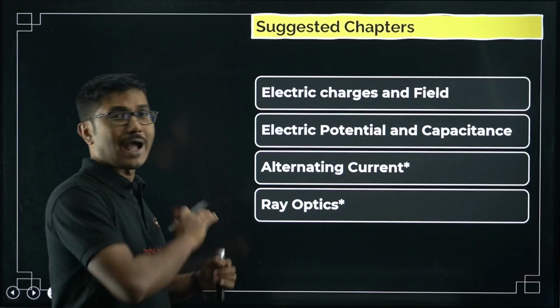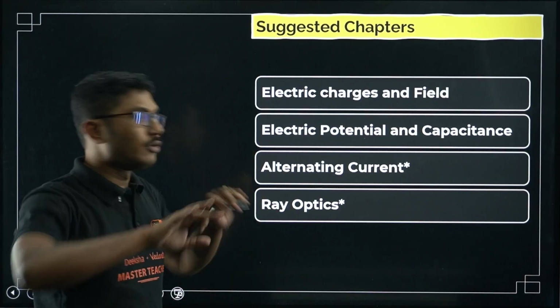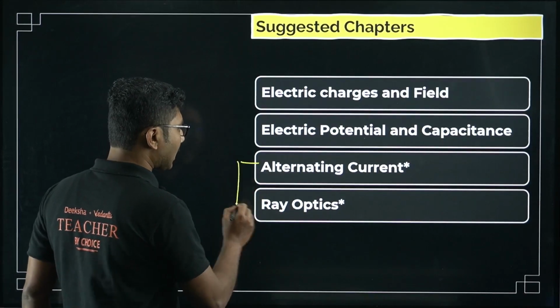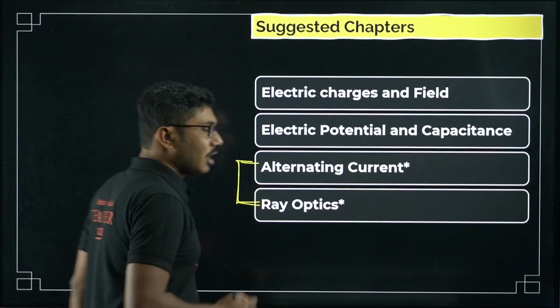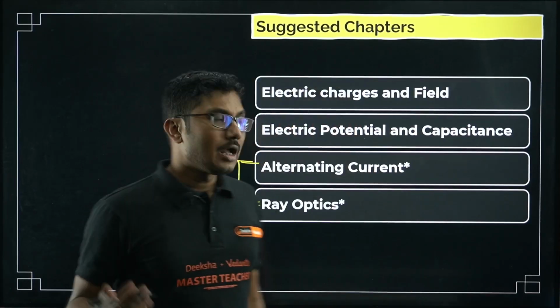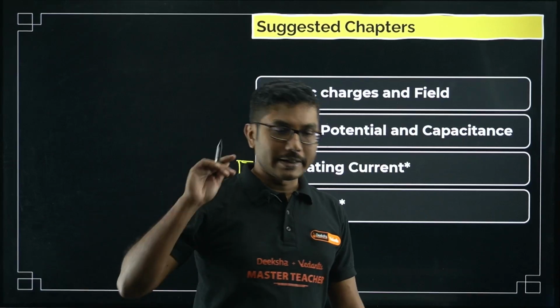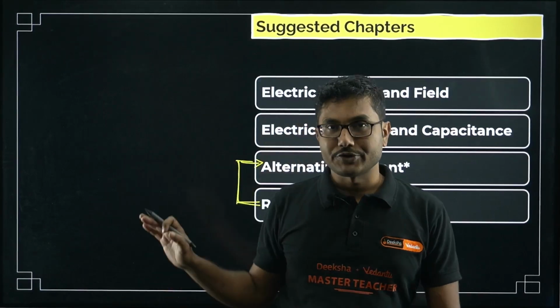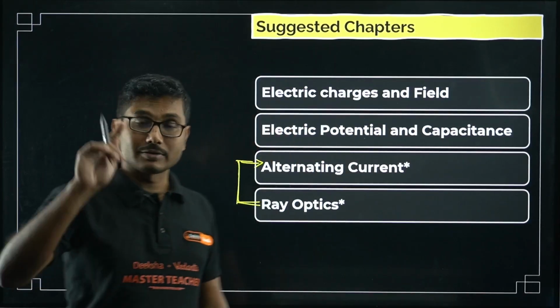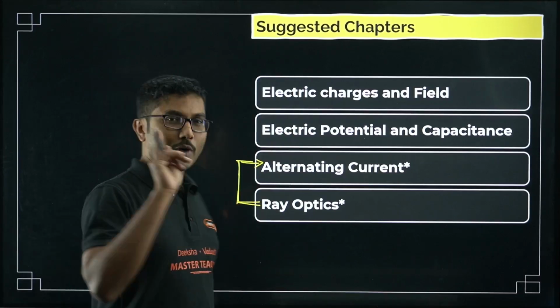And if you have no time, then these 2 chapters are very important. Almost all the blueprints have questions from them. Alternating current is definitely one chapter. If you do at least alternating current, you can solve 1 question, no doubt, and score 5 marks.